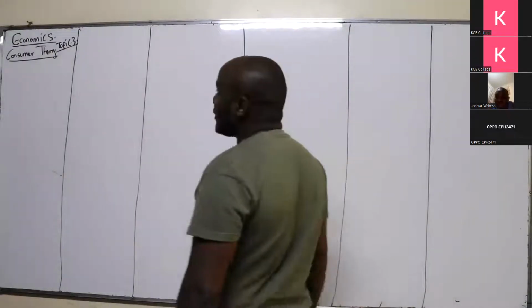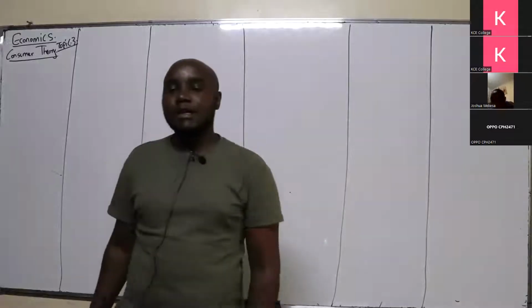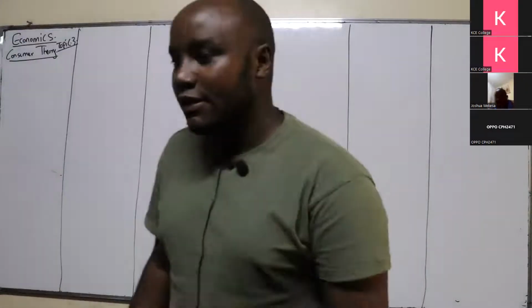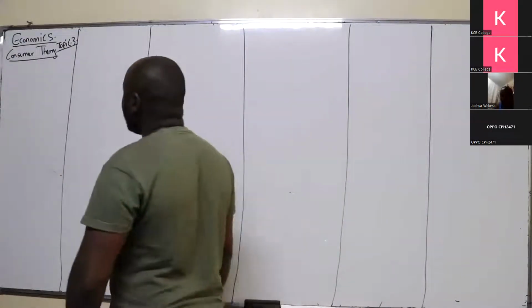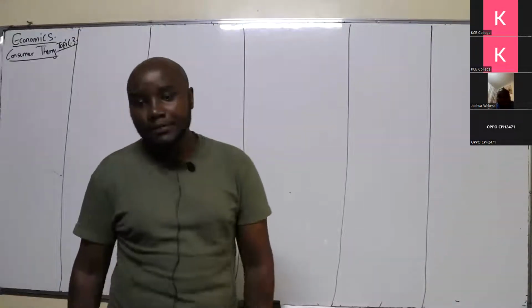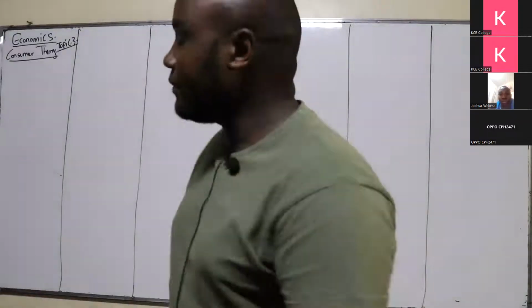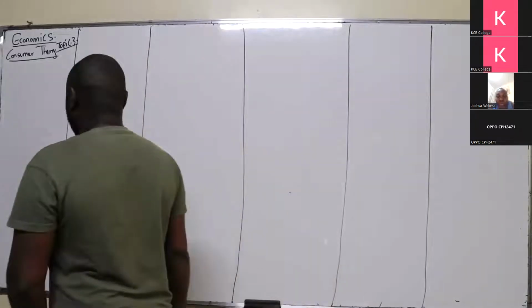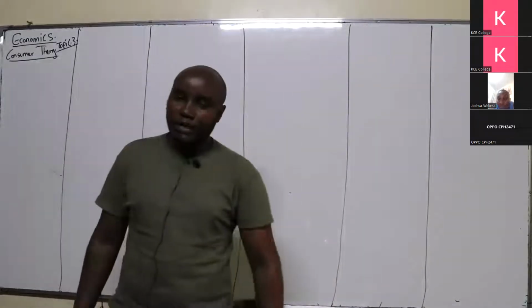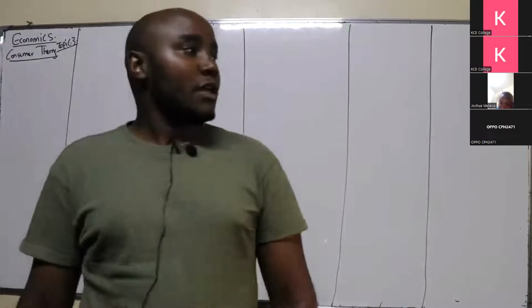We are done with topic 1. Topic 1 was all about the introduction to economics. We are done with topic 2. Topic 2 was demand, supply, and determination of equilibrium. And currently we are in topic 3, whereby we are talking about the issue to do with the consumer theory.